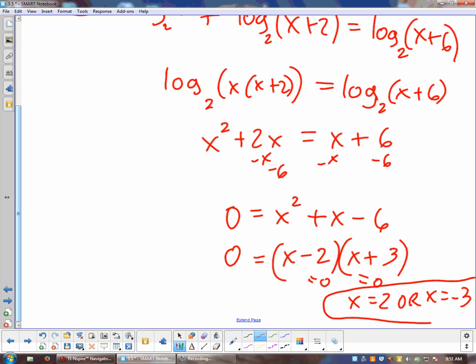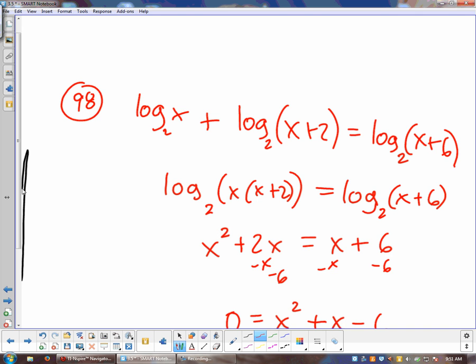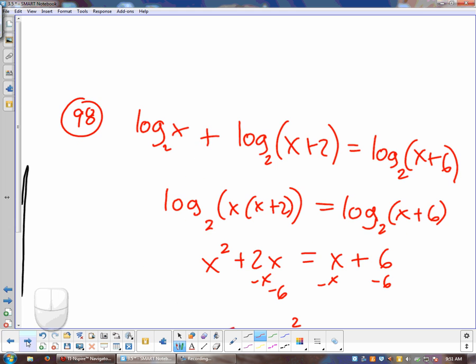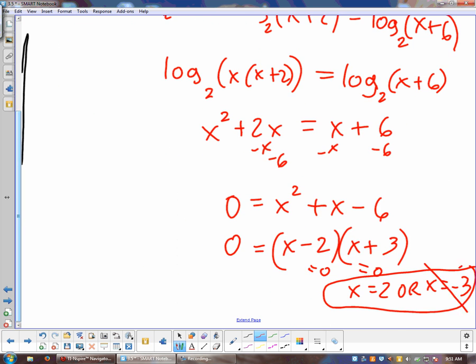Are those both okay? Or is one of those extraneous, or both of them extraneous? Yeah, we can't use negative 3 because we can't take the log of a negative number. So we would say this one is extraneous, and we would just take x equals 2 as our solution. All right, let's look at a few things from section 3.5. 105.